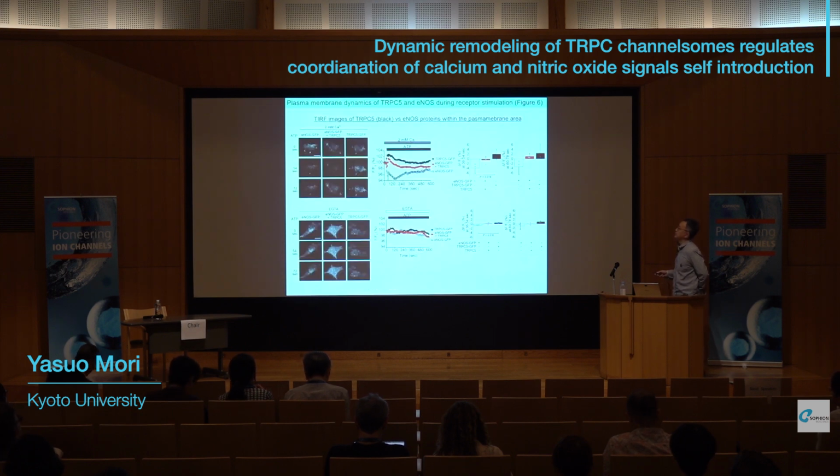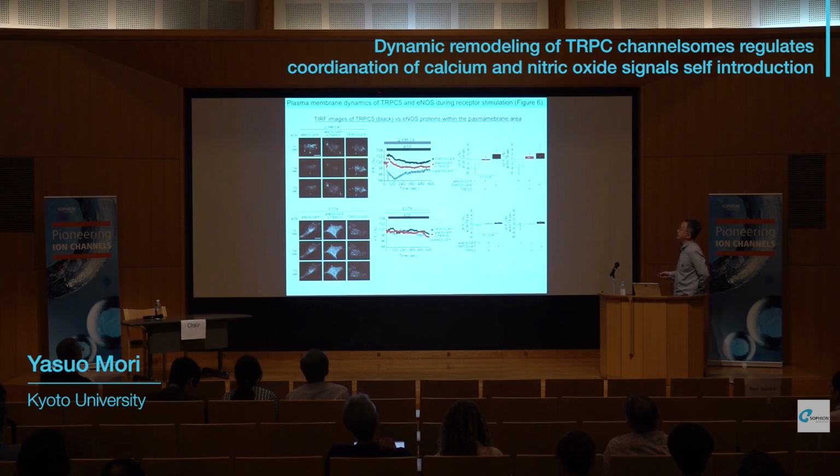And we also looked at plasma membrane localization using TIRF imaging for eNOS-GFP and TRPC5-GFP. TRPC5-GFP alone showed this pattern upon ATP receptor stimulation, showing an increase of plasma membrane localization, followed by a decrease, reaching a sustained level. But in contrast to TRPC5-GFP, eNOS-GFP showed an initial decrease of plasma membrane localization, followed by a return back to a sustained phase of plasma membrane localization.